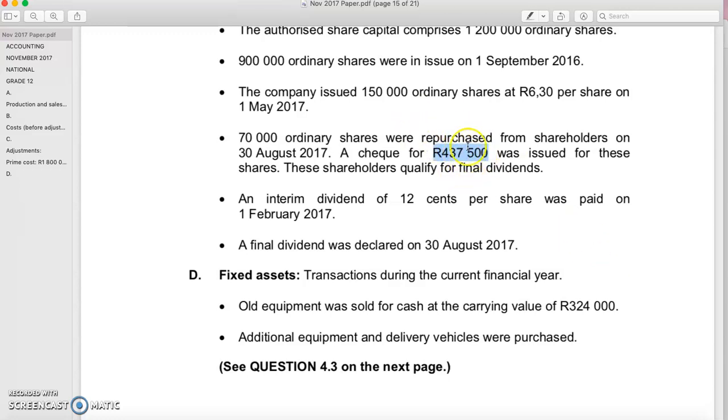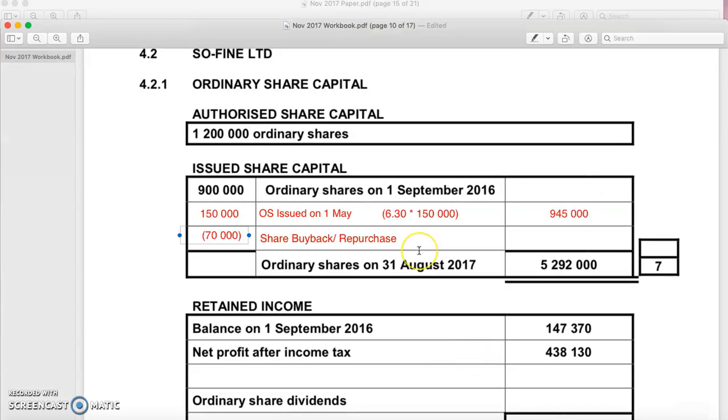And sometimes they give you the rand value per share, and you say, hey, it was bought back for that, so I'm going to multiply the per share price paid. Don't do that. You have to take the average share price and multiply it by 70,000. And how do we calculate the average share price then?